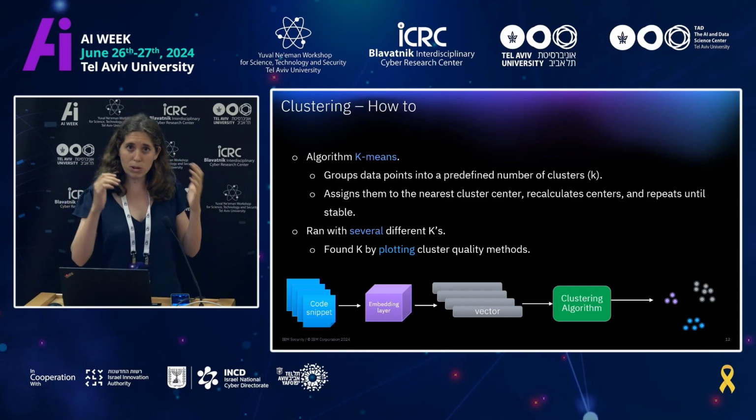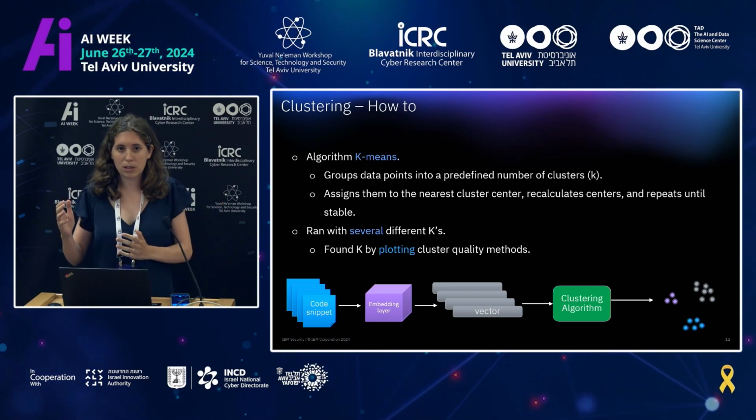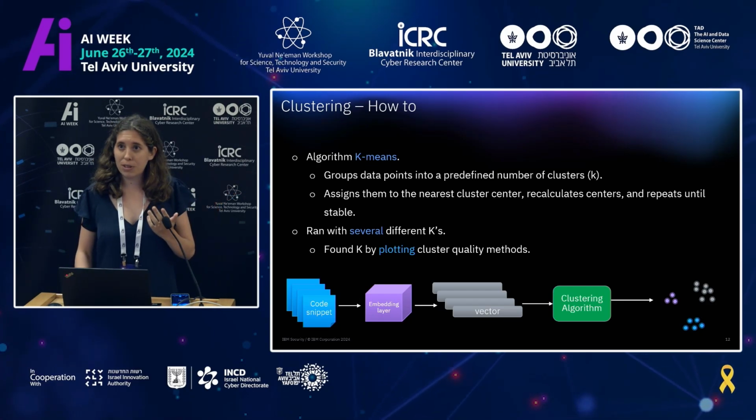So we took all our samples, converted them to vectors, put them in a clustering algorithm, and got K clusters. In our case, it was with the K-means algorithm. After that, we wanted to find the outliers, as I said before.